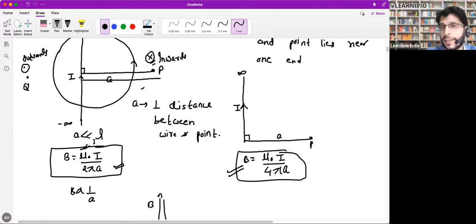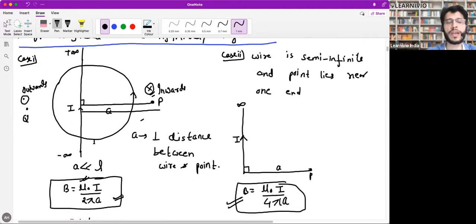And how do we calculate the direction of the magnetic field? This also we have discussed, that we use the right hand screw rule. We place our thumb in the direction of current, and the curvature of the fingers will give the direction of the magnetic field. We'll use this concept.